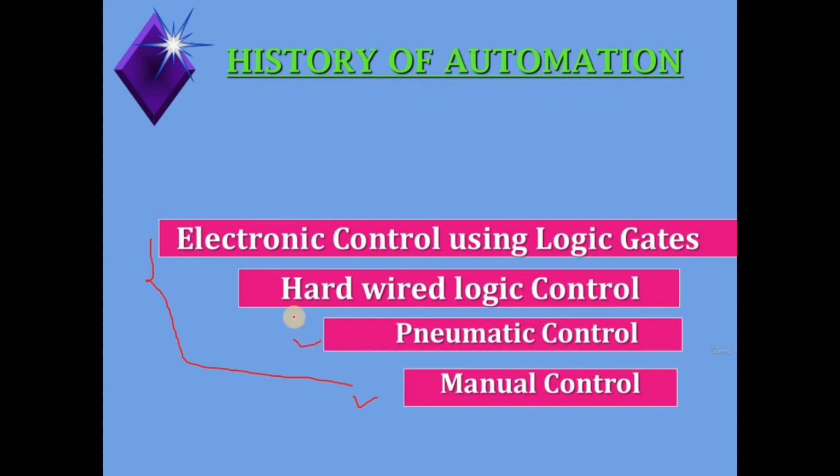Now here you can see pneumatic control, hardware logic control, and electronic control using logic gates. So why are we not using these techniques nowadays, though in some places all these technologies are useful and being used? The reason is that if you are going to erect and install your plant by using these technologies, then what will happen? There are so many demerits. Demerits in terms of it requires more space.